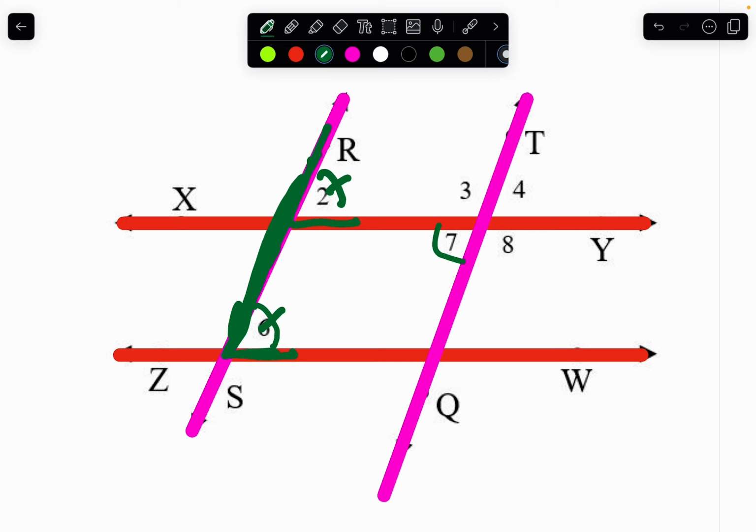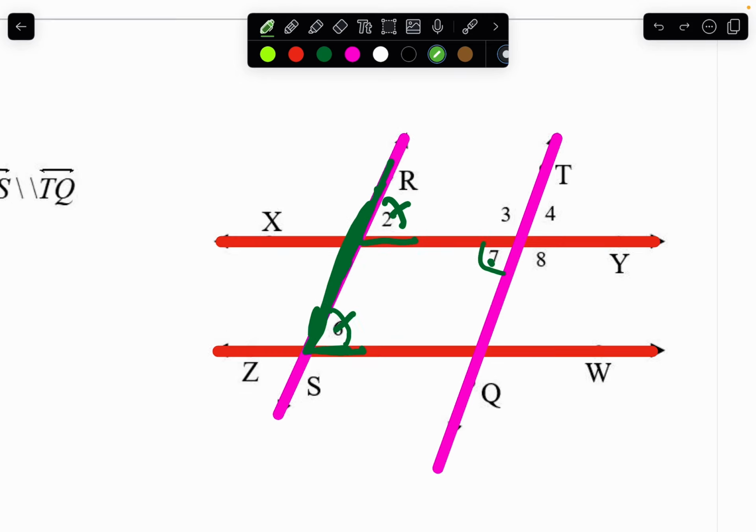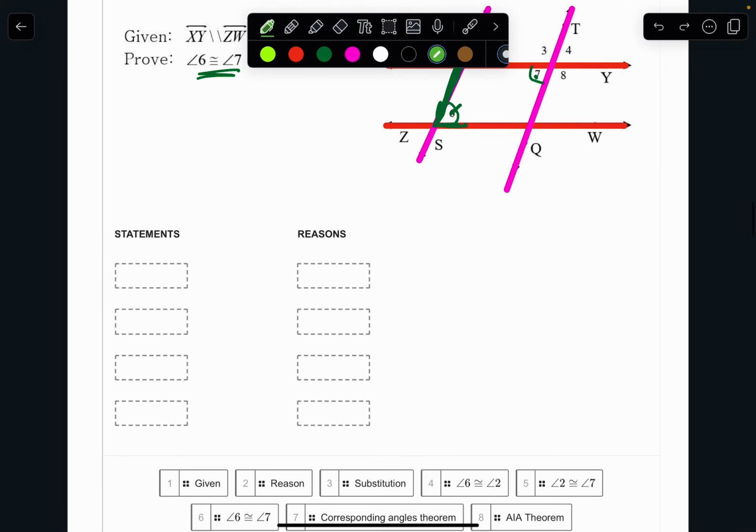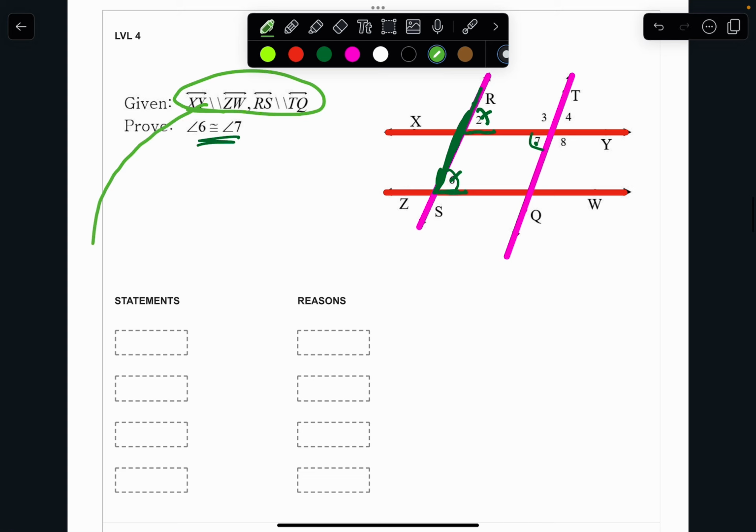How about 2 and 7? Is there a path from 2 to 7? If I start on 2, if I start on pink and I turn, ooh, that's the letter Z. So yes, we got it. We know a few things. Actually, I forgot to fill in the blank proof. So we got all the given stuff. I'm not going to rewrite that, but that's all the given stuff.